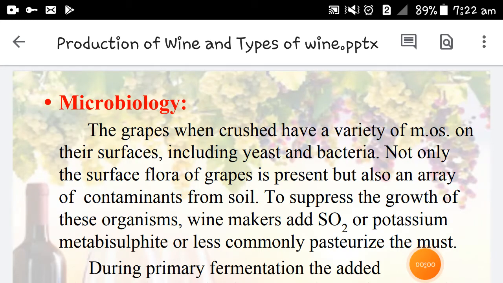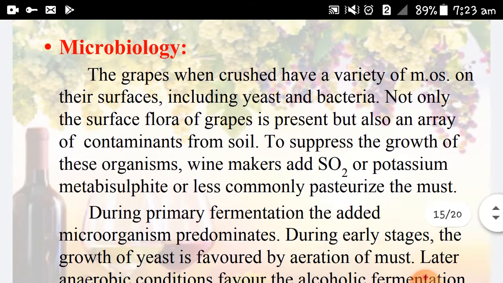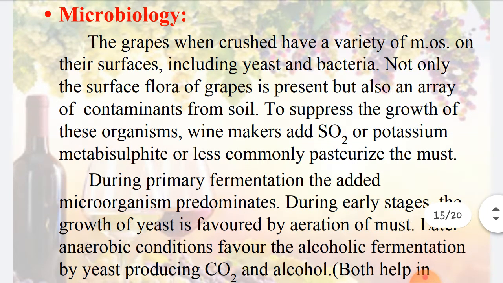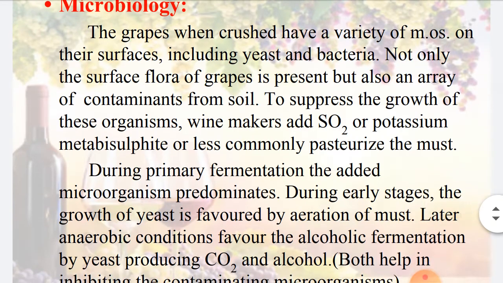Good afternoon, dear students. Yesterday we discussed the production of wine, the various steps involved: the preparation of grape juice, then primary fermentation, secondary fermentation, storing, aging, volatile acidity and all. So let us discuss today the microbiology of wine production.